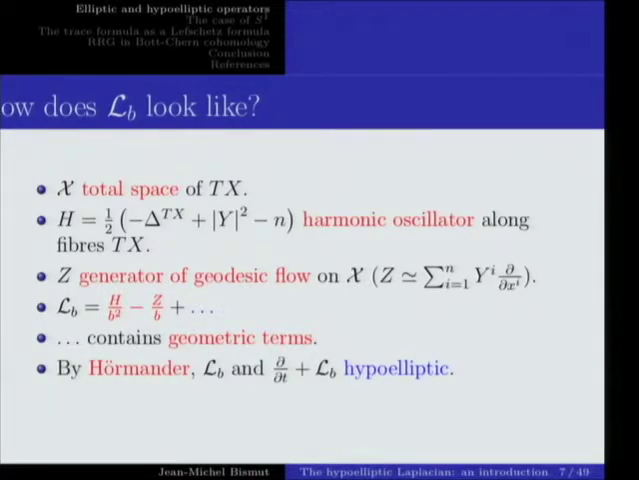By Hörmander, we know that this operator LB is hypoelliptic, and more precisely it has a heat kernel, which is stronger than that. So the operator d/dt plus LB is hypoelliptic. Let's observe that these two operators, H and Z, are as canonical as the Laplacian. In the same way as a Riemannian manifold carries the Laplacian, the hypoelliptic Laplacian is also carried by any Riemannian manifold. The operator LB has appeared before. It is known as a transport operator or a Fokker-Planck operator in the case of a flat space R3.